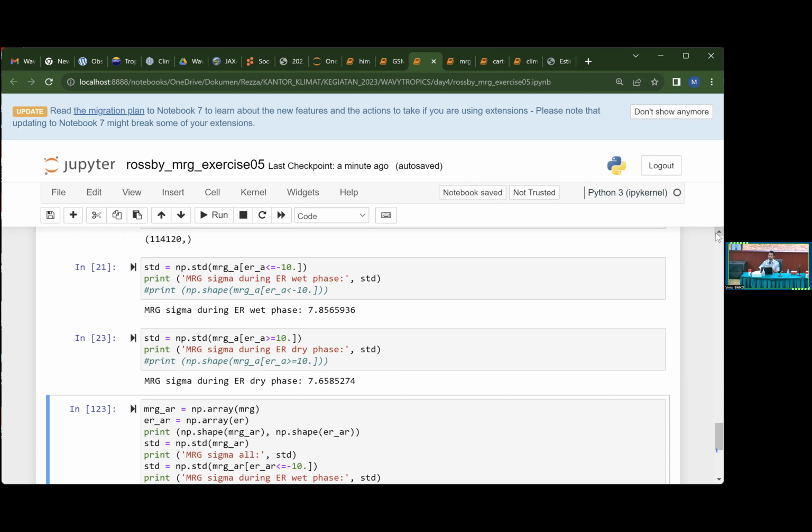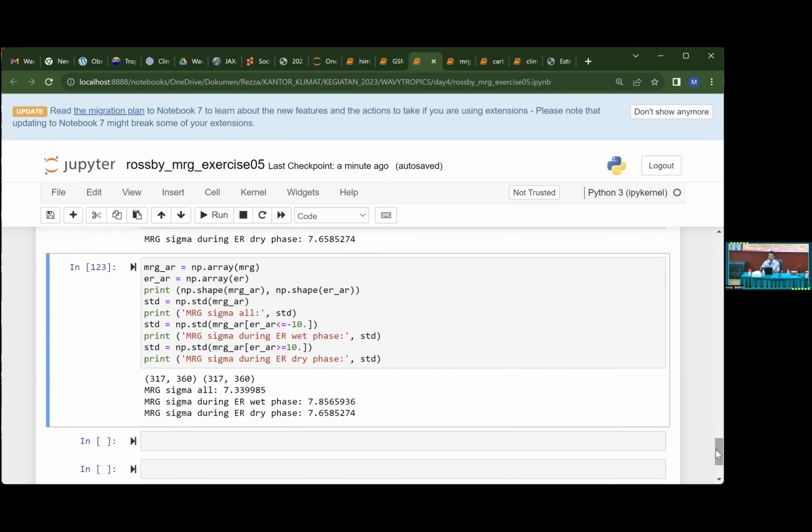Of course, if you want to do further research, you have to do statistical tests or significance tests to see whether such a difference is significant at a certain level.